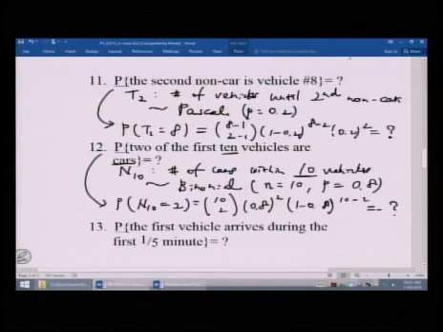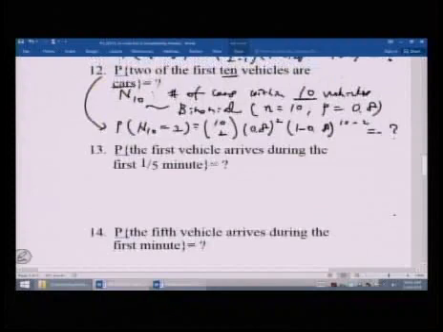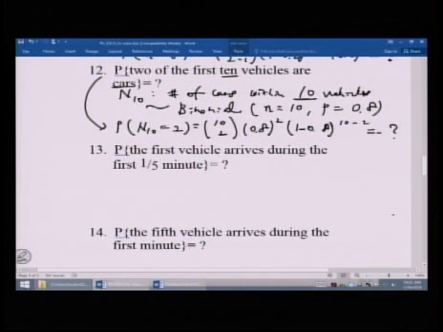Does it make sense? It's not difficult at all, right? Okay. How about number 13 then? We want to know the probability that the first vehicle arrives during the first 1/5 minute.